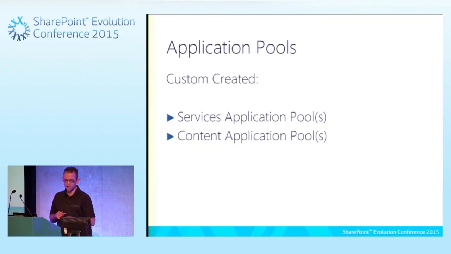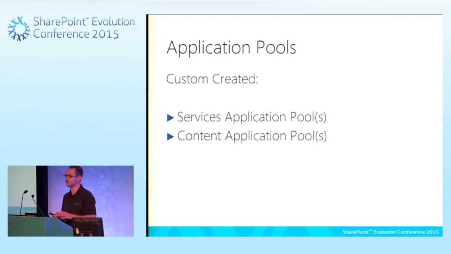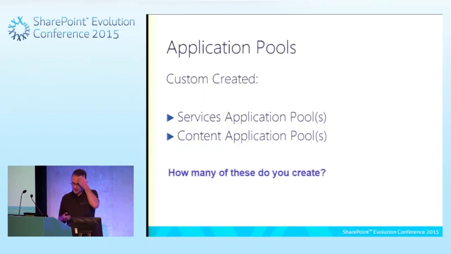And then, when we install SharePoint, we usually create 2 additional application pools, or more. We've got services application pools and content application pools. A services application pool can be created via PowerShell with New-SPServiceApplicationPool. A content application pool cannot be created in PowerShell directly. It's instantiated when you create a new web application. So, service application pools, content application pools.